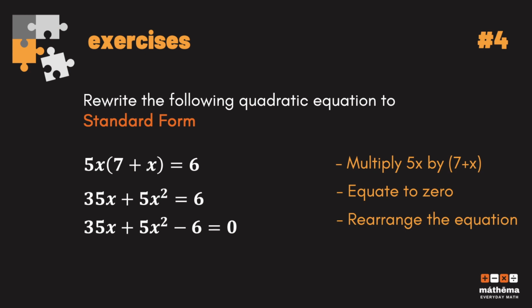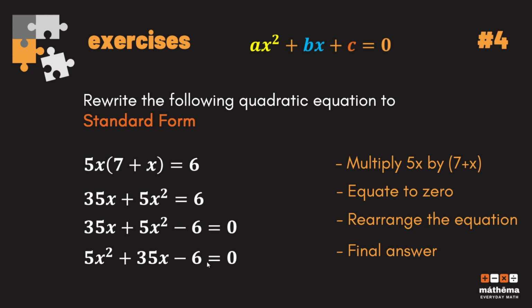Next step, we will rearrange the equation so that the form will follow the standard form, which is ax squared plus bx plus c is equal to 0. So we'll just rearrange our equation and it will give us this result. 5x squared plus 35x minus 6 is equal to 0. And that will be our final answer.